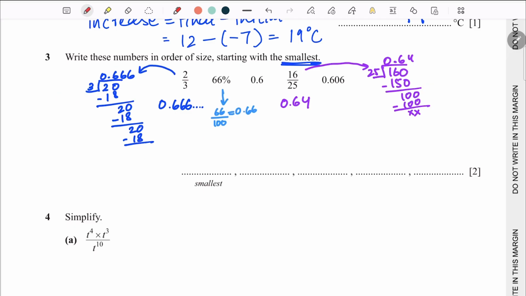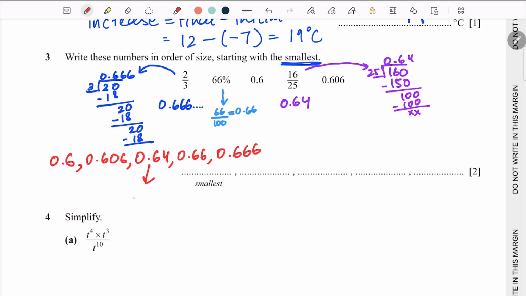So when I'm going to arrange these decimals, first will be 0.6 because that's the smallest number. Then after 0.6, I'm going to write 0.606. After that would be 0.64. And after 0.64 would be 0.66. And the biggest number is 0.666, which is a recurring decimal.